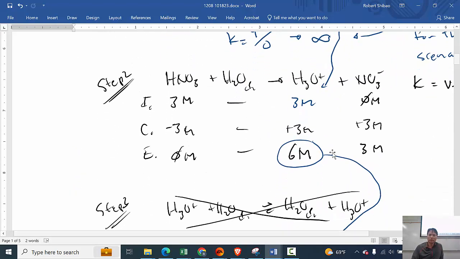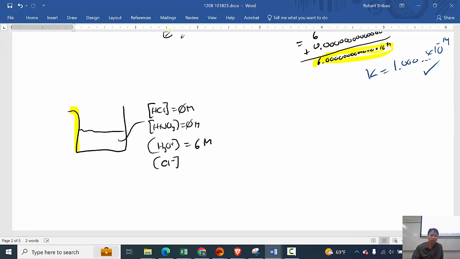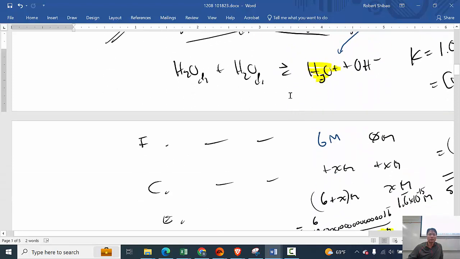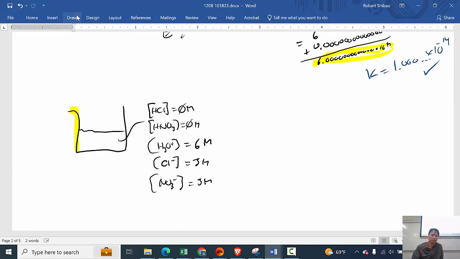The chloride was 3 molar. The nitrate, also 3 molar. And so we'll put that here. Then what else do we have? Only thing left is the hydroxide. Hydroxide is going to be very small. This is an acid solution. 1.6 times 10 to the minus 15. Which I got to round up to 2 times 10 to the minus 15 molar.